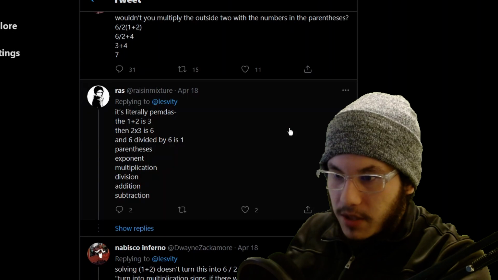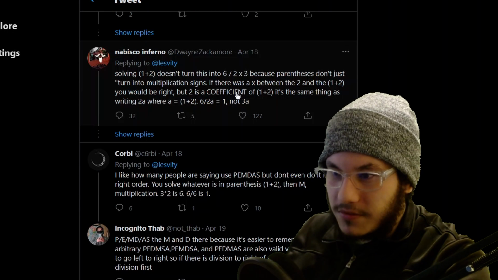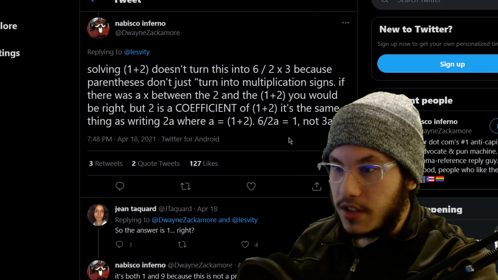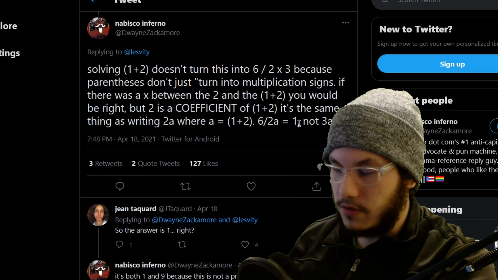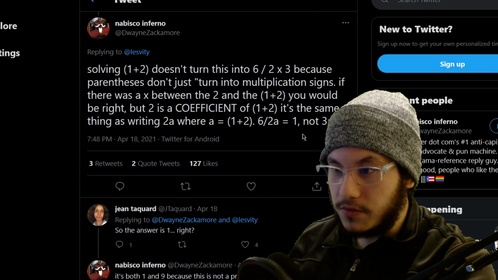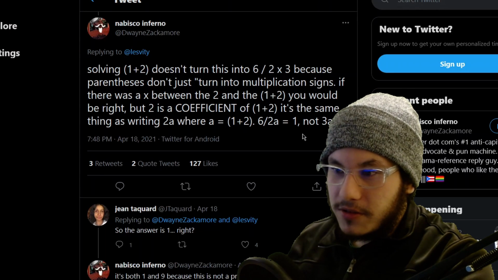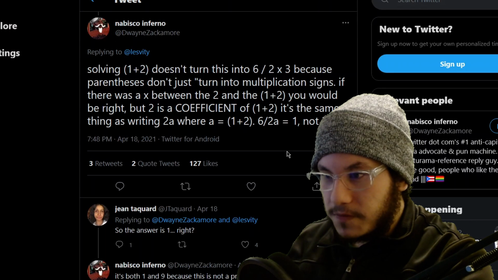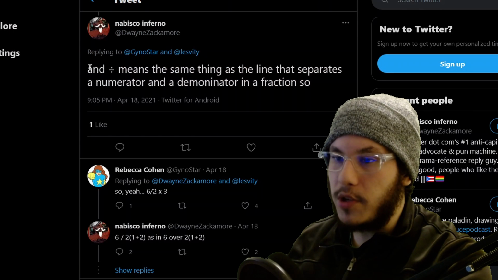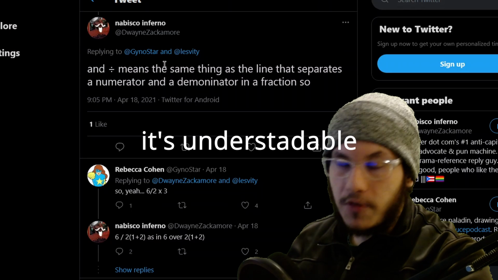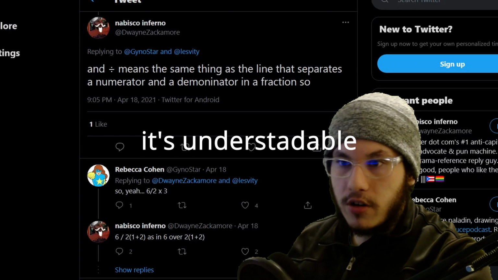It's literally PEMDAS. Again, see, people don't know what things mean. 6 divided by 2a equals 1, not 3a. I mean, you'd be wrong regardless, but... the fuck? Oh, okay, I see what you... So this is what I mean, right? This is fair enough. Obviously, it's wrong, but it's fair.